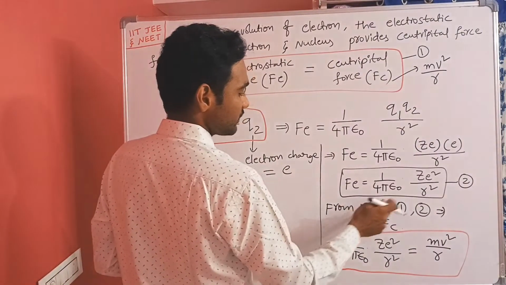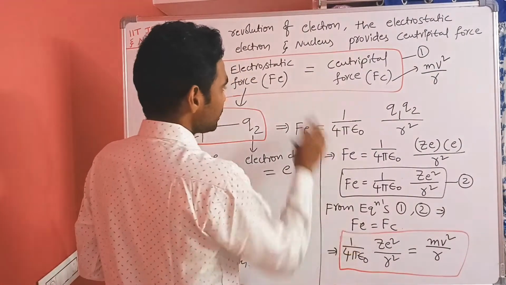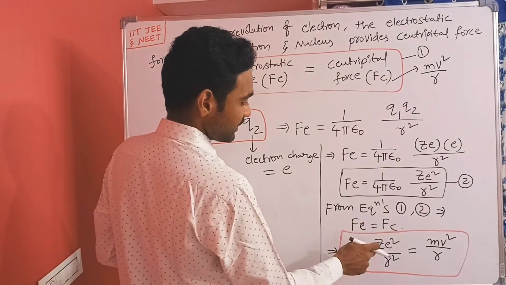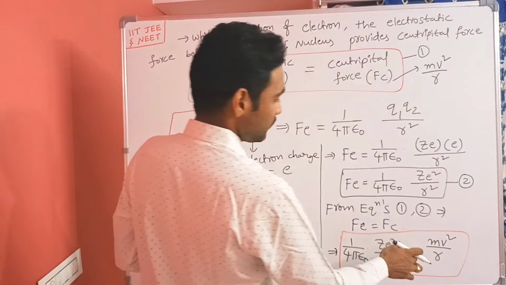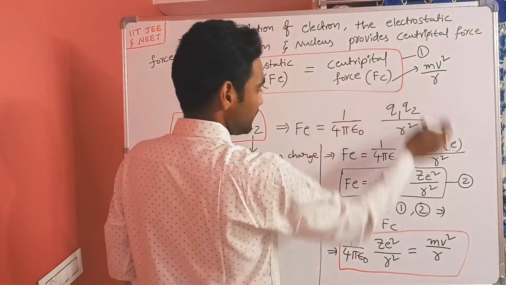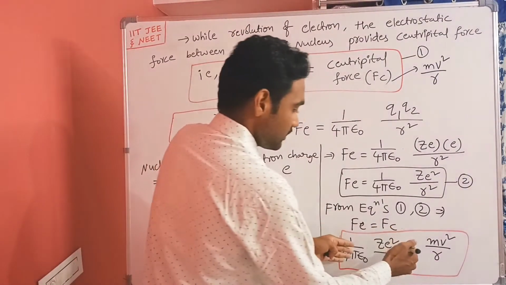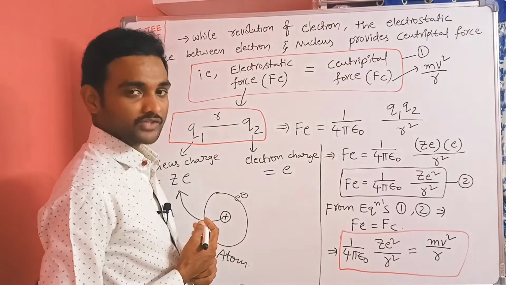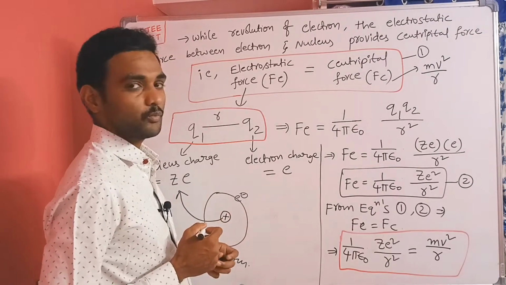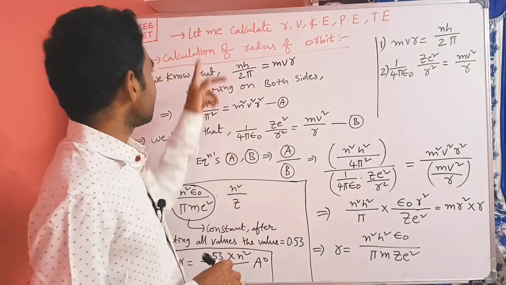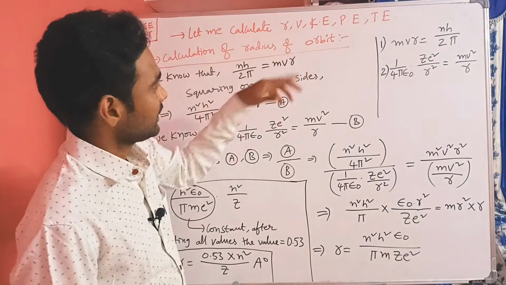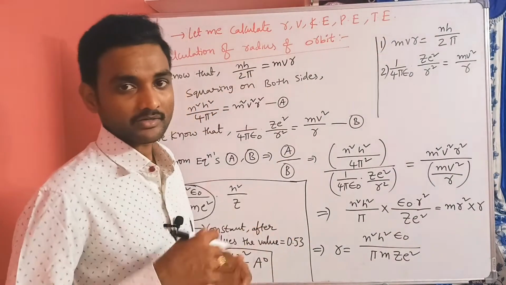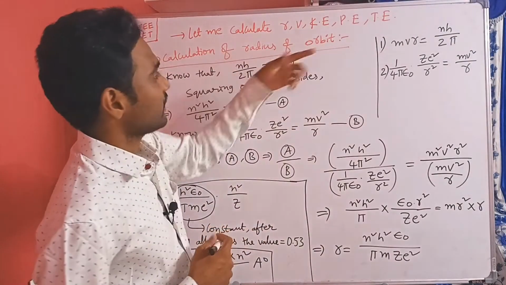Now from equation 1 and 2 we can write, already we know Fe is equal to Fc, centripetal force. Then Fe value, 1 by 4 pi epsilon naught into ZE square by R square, is equal to mv square by r. This one is very helpful to calculate the radius of Bohr's orbit. Now let me calculate the radius of orbit as well as velocity of electron, kinetic energy, potential energy. Total energy also I will calculate later. Now let me calculate radius of orbit.